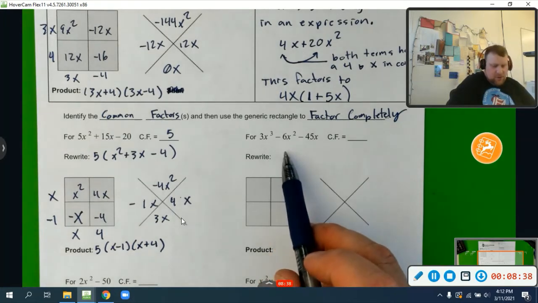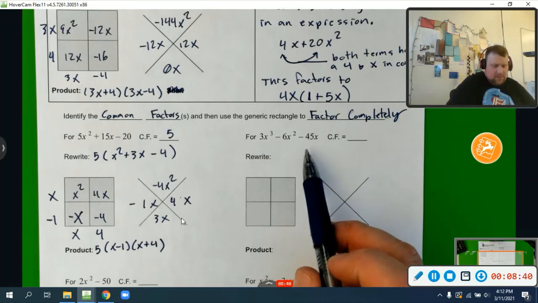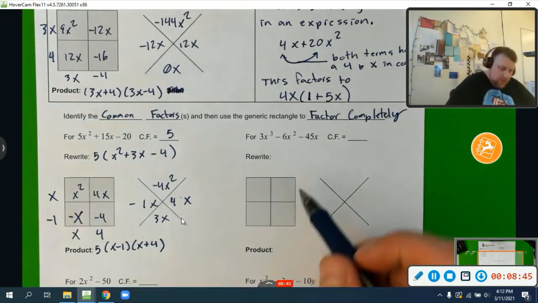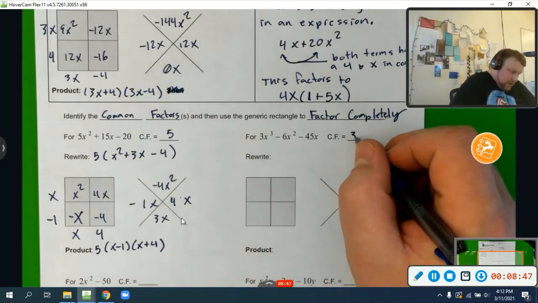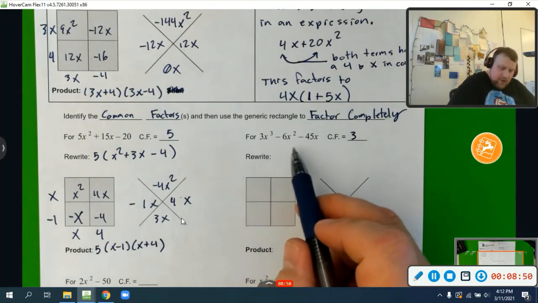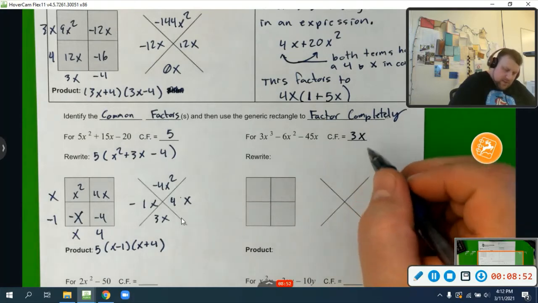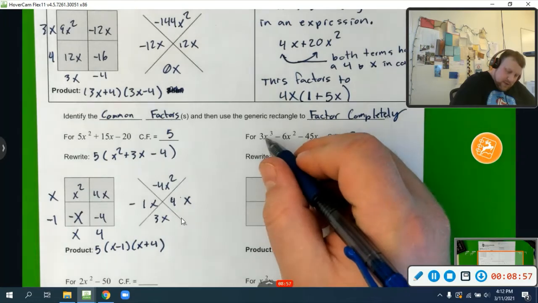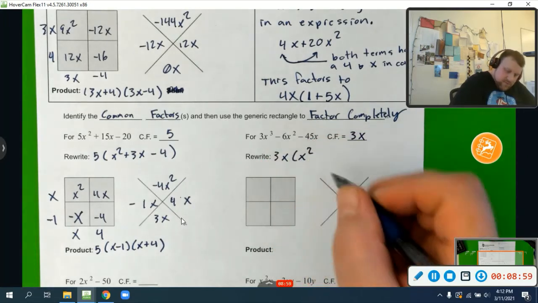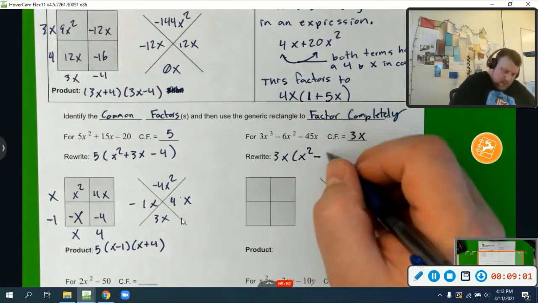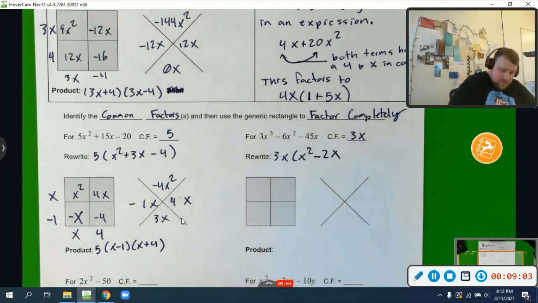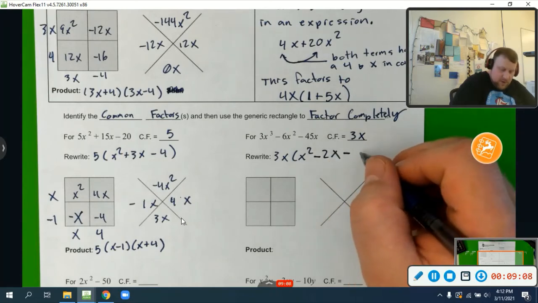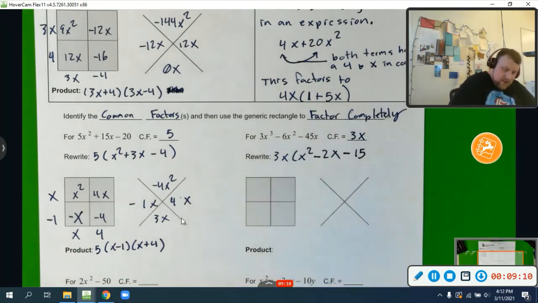Because I have 3x cubed minus 6x squared minus 45x. So what do they all have in common? Well, 3, 6, and 45 all have a 3 in common. And x cubed, x squared, and x all have an x in common. So I'm going to rewrite this as 3x times, when I take a 3x out of there, I'm just left with x squared minus 2x minus, what's 45 divided by 3? It's just 15 because x divided by x is 1.